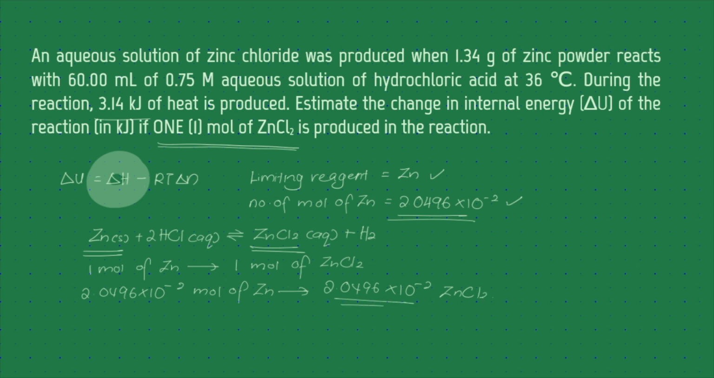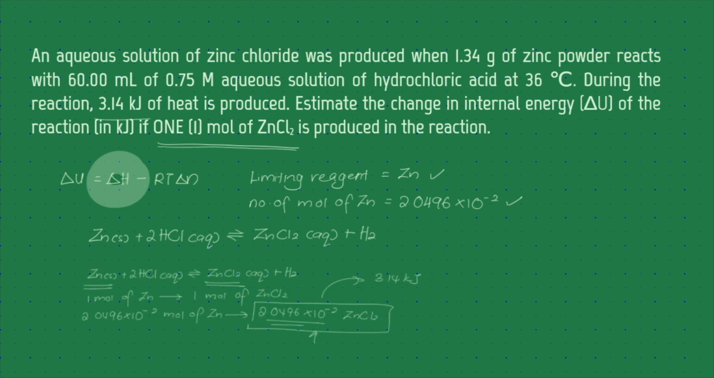Why is this so important? Because this much zinc chloride is being produced, and the heat produced in order for us to produce this zinc chloride is equivalent to 3.14 kilojoule. So for 2.0496 times 10 to the power of negative 2 mole of zinc chloride, it shall produce 3.14 times 10 to the power of 3 joule of heat.